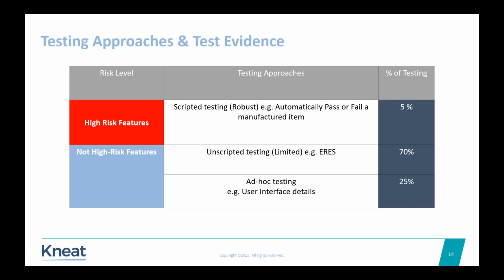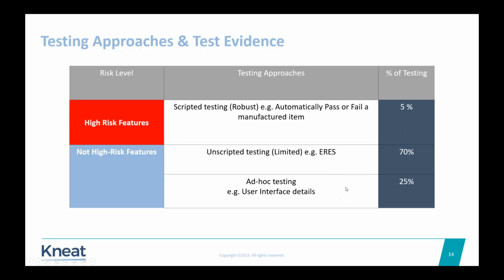And then we have non-high risk features, which we'd use for maybe unscripted testing and ad hoc testing, which we'll go into in a minute. But let's say, for example, unscripted testing would be ERES, so your electronic records and electronic signature features. I'm going to test those using unscripted testing, which is essentially a not very detailed level of testing, though you do need to provide some guidance to the tester when they're doing the test, but it's not as detailed as scripted testing, which is your traditional testing, where you will do this, you will do that, and you will see this. So the estimate of that is about 70%.